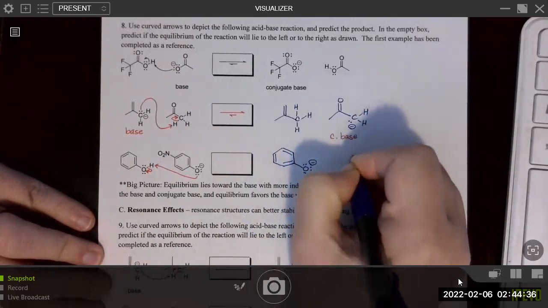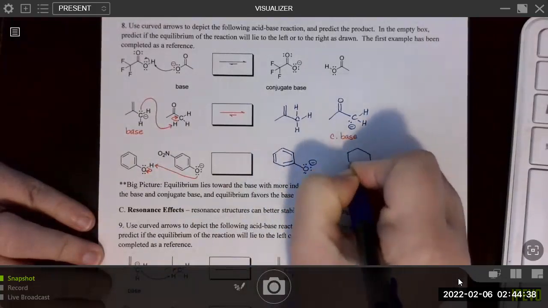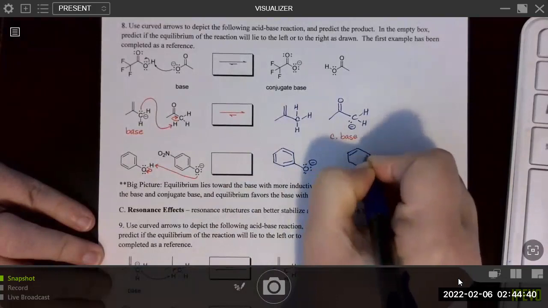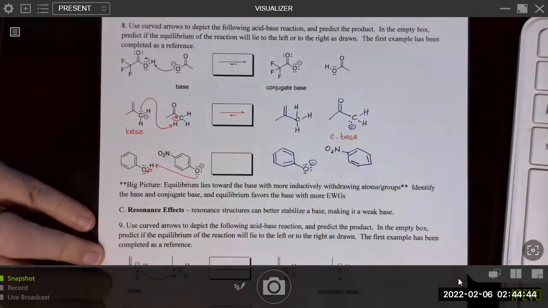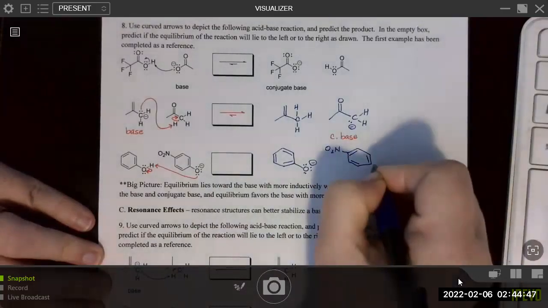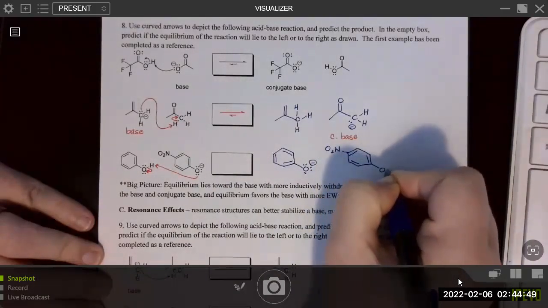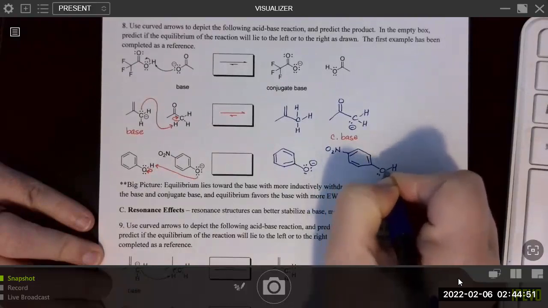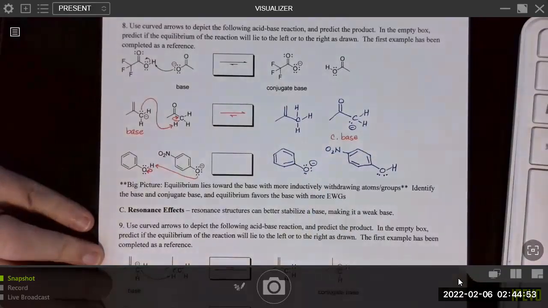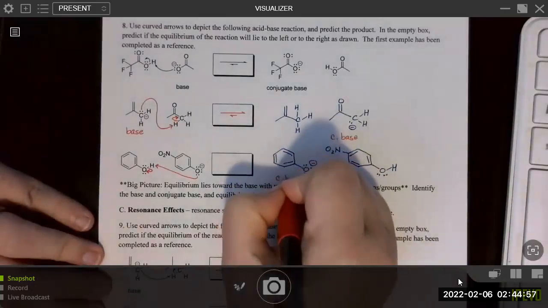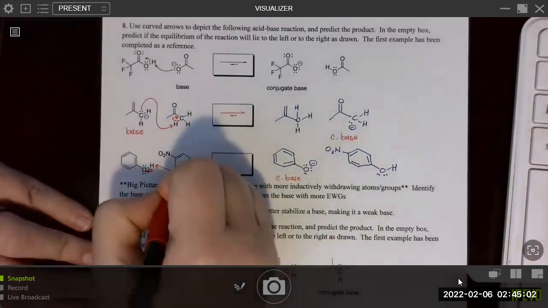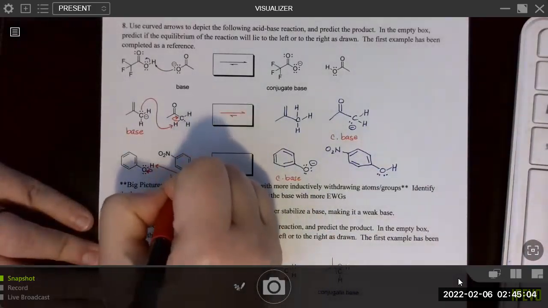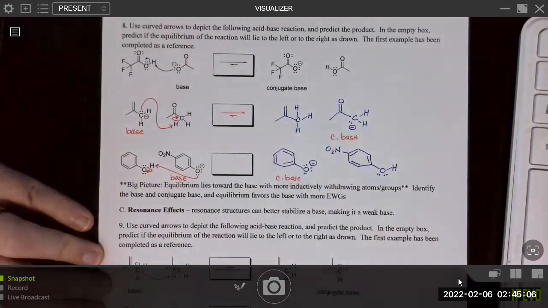Then you can add in those lone pairs or not. It's a good idea to do it just to be more clear on your structure. Okay, so I've drawn in both the conjugate base and the conjugate acid, and then I'll label the base over here so we make sure we're focusing on what we're comparing.